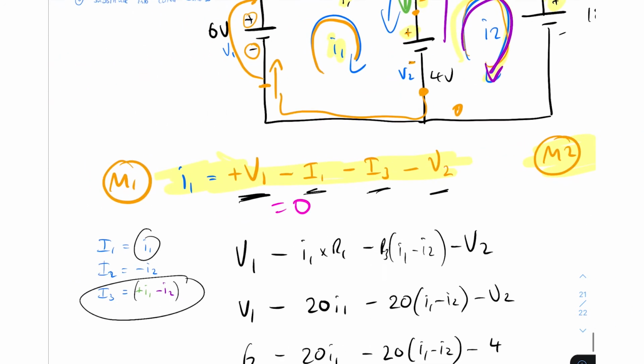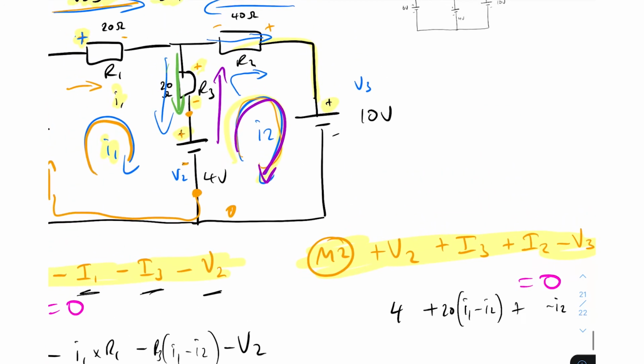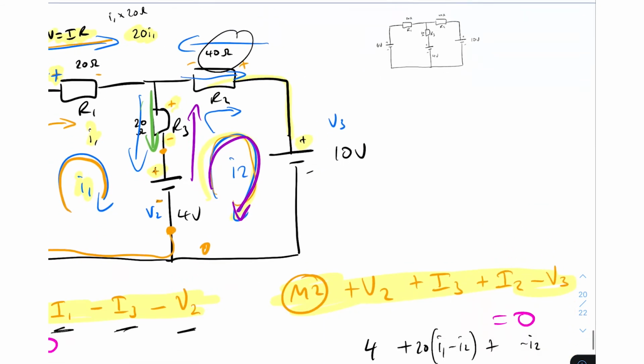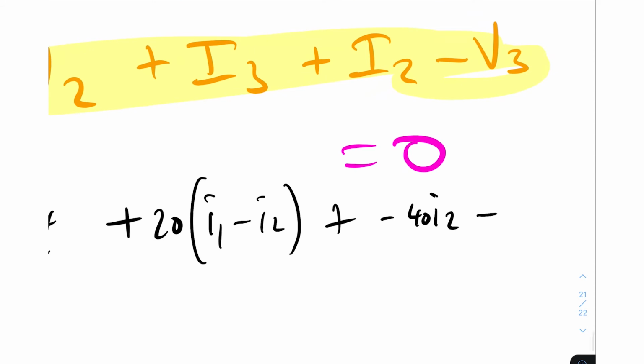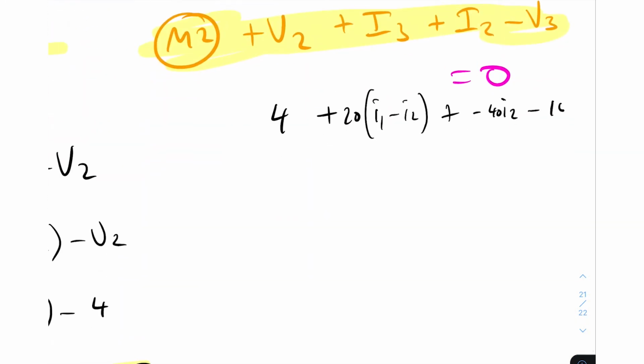And then it's plus I2, which we know is minus I2. But then we need to put the resistor value as well. The resistor value of I2 here is 40 ohms. So it's minus 40 I2, and then minus V3, which I believe is 10 ohms. Yes, sorry, 10 volts. So we've got 4 minus 10, which is equal to minus 6.